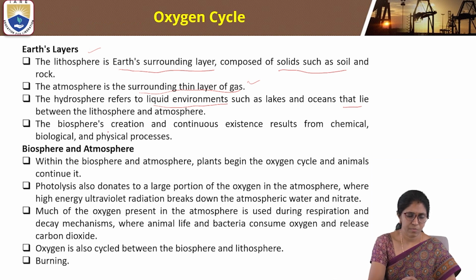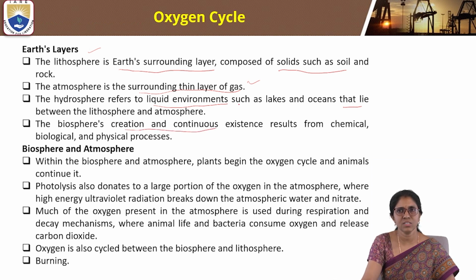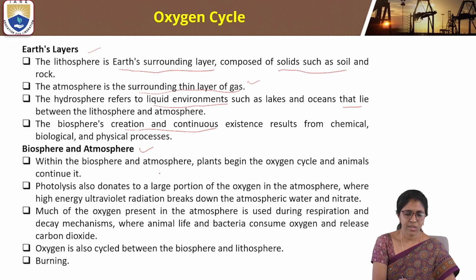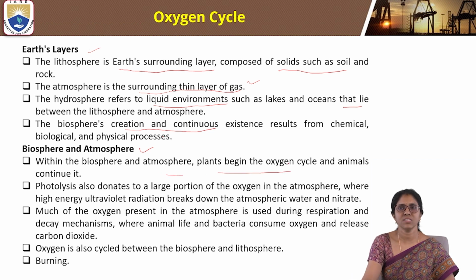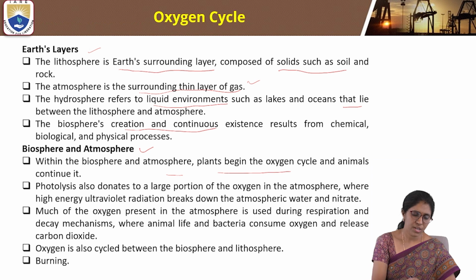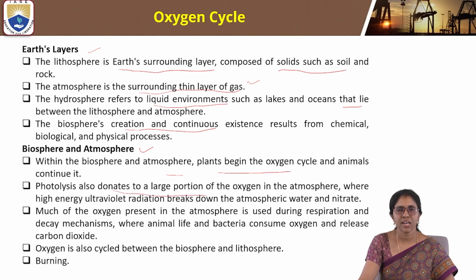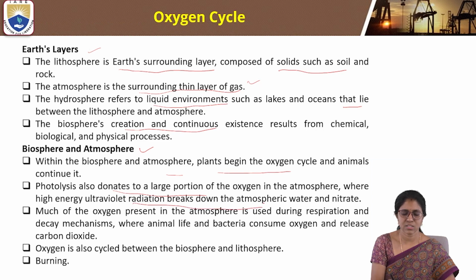So here the biosphere is a creation of continuous existence, resulting from chemical, biological, and physical processes. Within the biosphere and atmosphere, plants begin the oxygen cycle and animals continue it. Photolysis also donates a large portion of the oxygen in the atmosphere, where high energy ultraviolet radiation breaks down atmospheric water and nitrate.